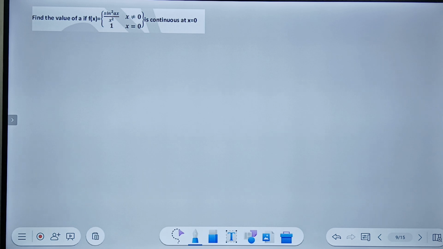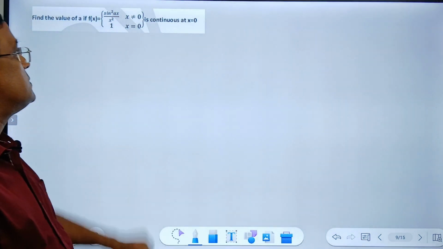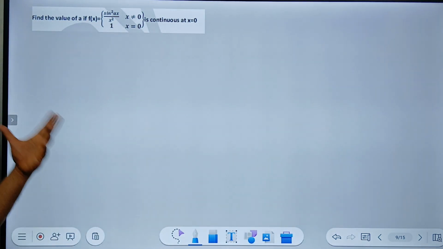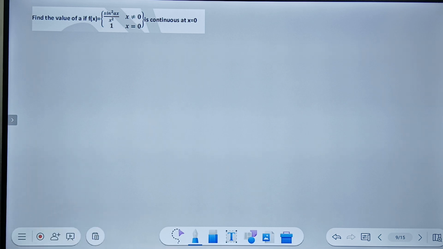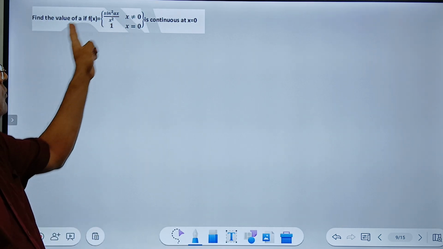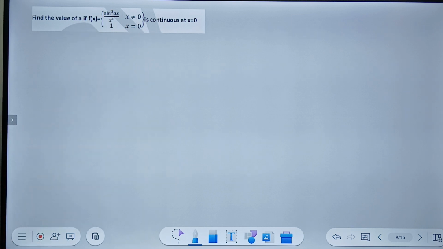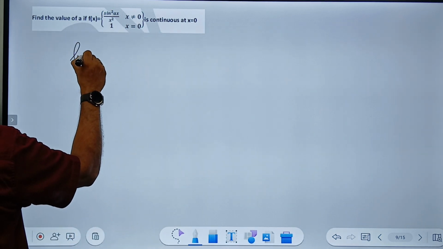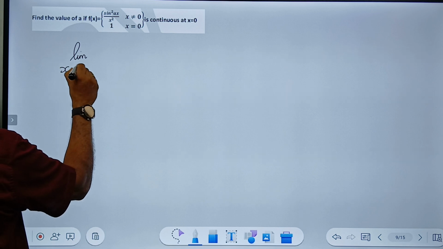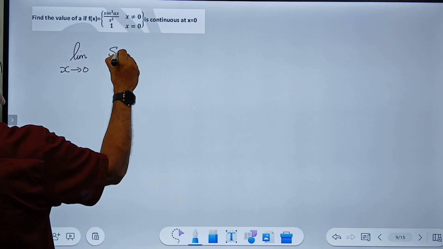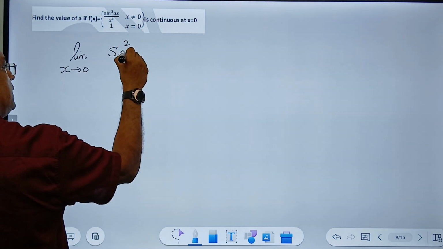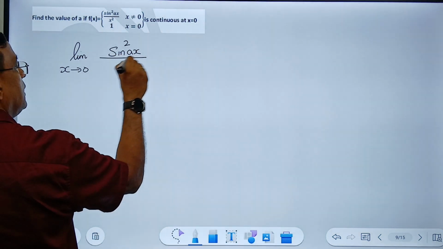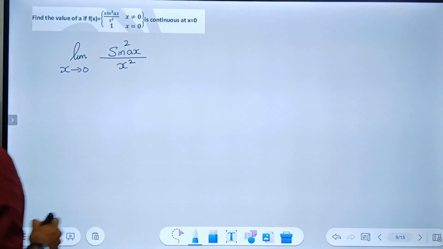Find the value of a if f of x is given like this, is continuous. Ask a question, should I use LHL and RHL? Definitely no, because to the left side of 0 and to the right side of 0, it's the same function. So it's enough to evaluate the limit. How do I evaluate the limit? Limit x approaches 0, it is actually sine square ax by x square.